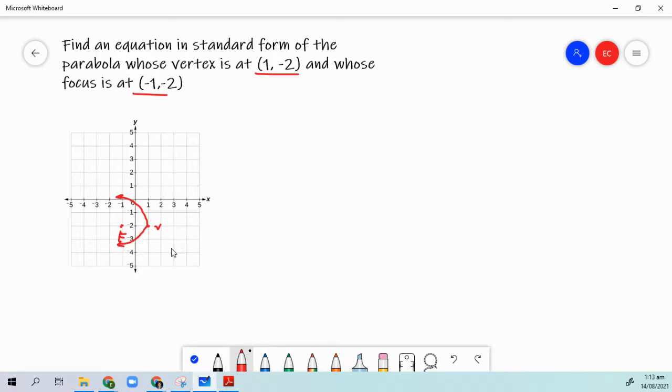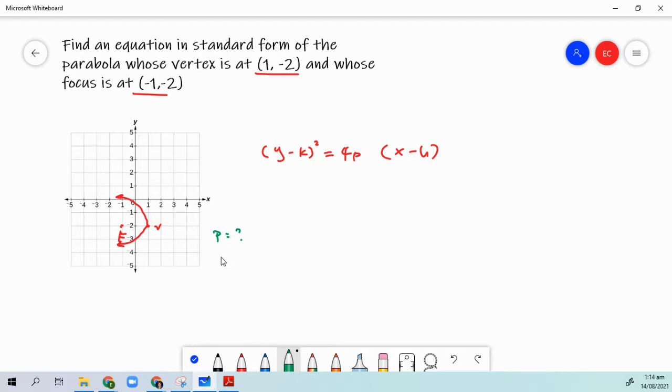And with that said, we already know that we should be considering the equation in standard form that would look like (y - k)^2 = 4p(x - h), where the value of p is less than 0, obviously since the focus is to the left of the vertex. So the first thing we have to do here is find the value of p.